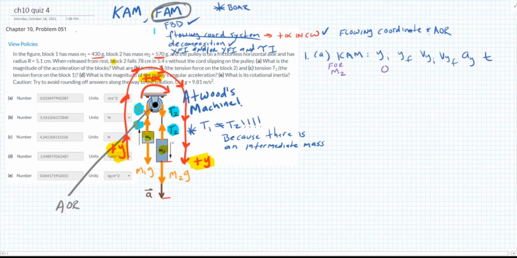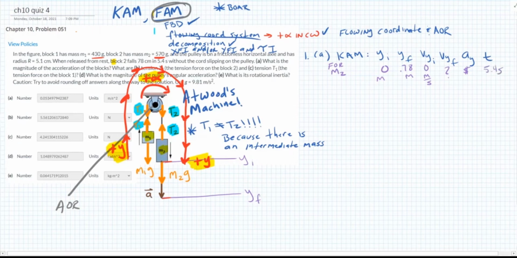All right, so in that case, this would be Y initial, and this would be Y final. So Y initial, I'm going to call 0, no reason not to. Y final, it falls 78 centimeters, 0.78 meters. Did it start from rest? Yes, it started from rest, 0 meters per second. Vy final, I don't know, and I probably don't care. And time, it fell 78 centimeters in 5.4 seconds.